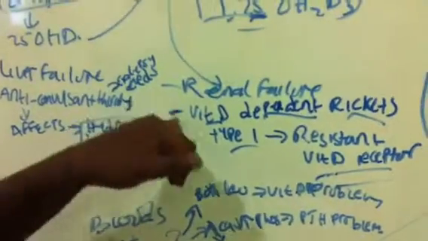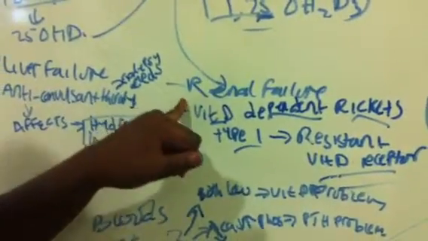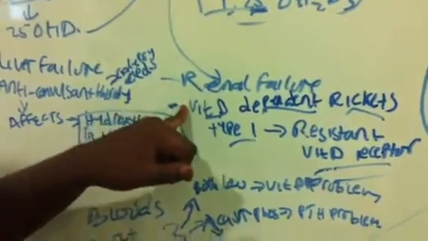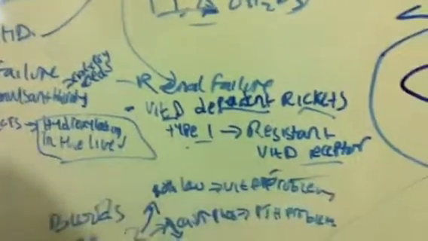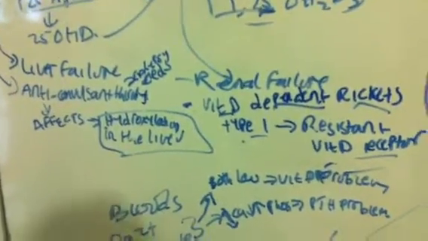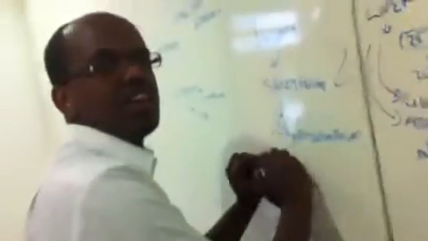This is the inherited form, where some people are born with resistant vitamin D receptors. That has nothing to do with the kidney. There's still formation of vitamin D, but when it binds to its receptor, the receptor is not listening and doing the action it's supposed to do. Okay, brilliant. Let's move on to PTH.